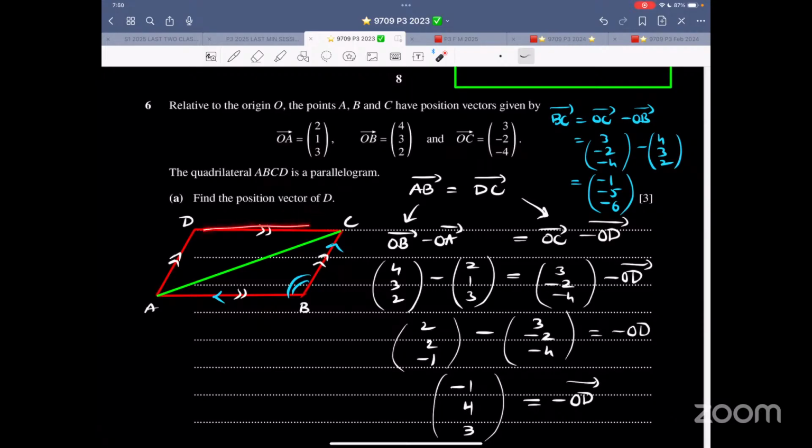So either I can say DC is equal to AB. I can say CD is equal to BA. I can say AD equals to BC. I can say DA equals to CB. So I have chosen AB equals to DC. What is AB? OB minus OA. What is DC? OC minus OD. Make OD the subject and then you get the answer.